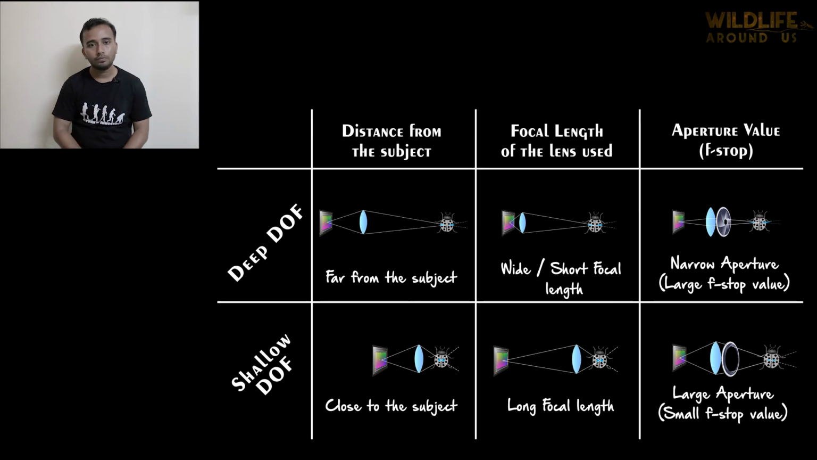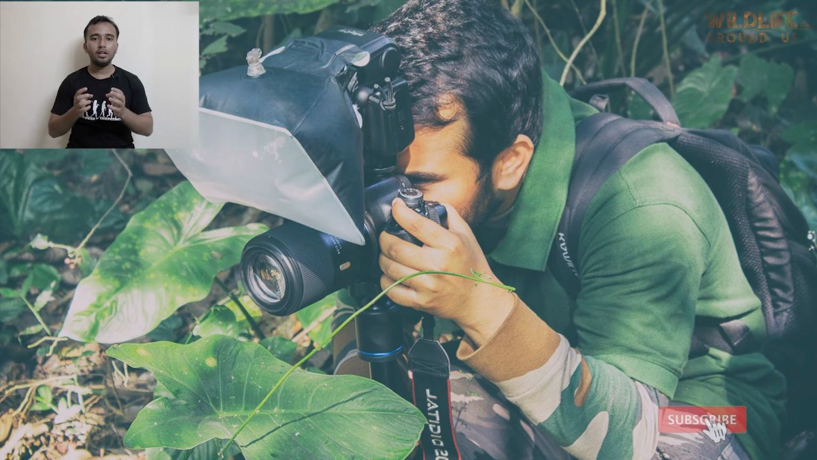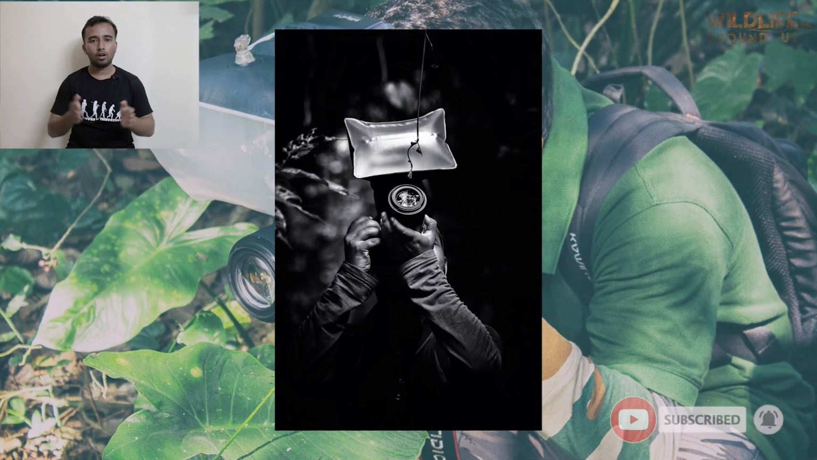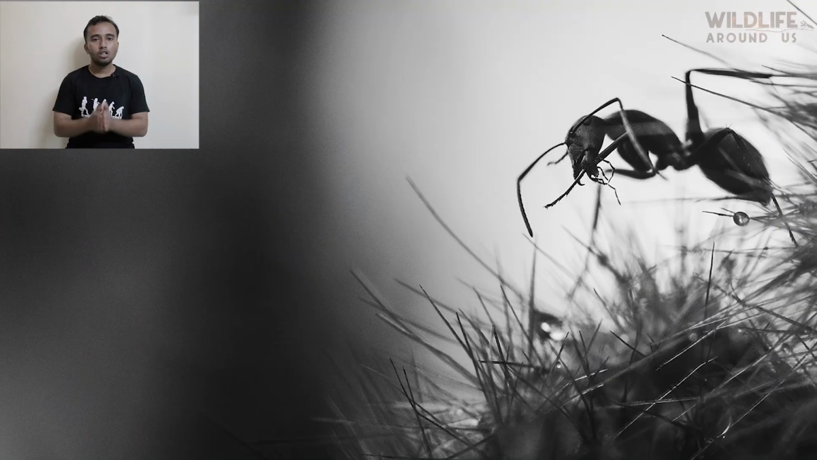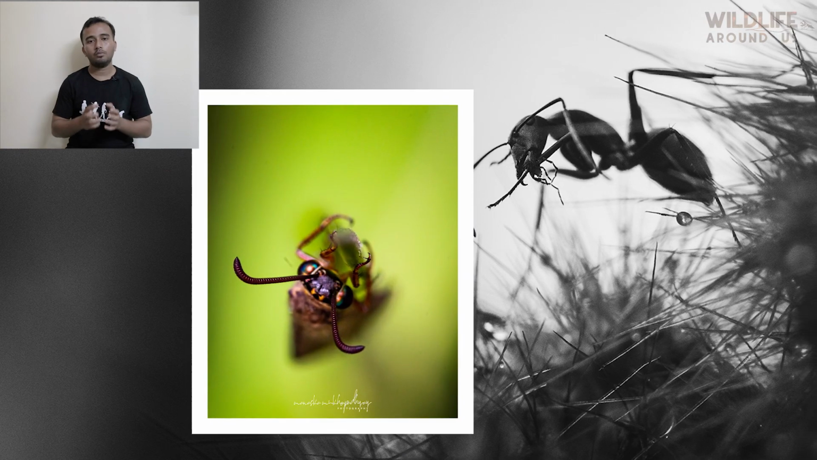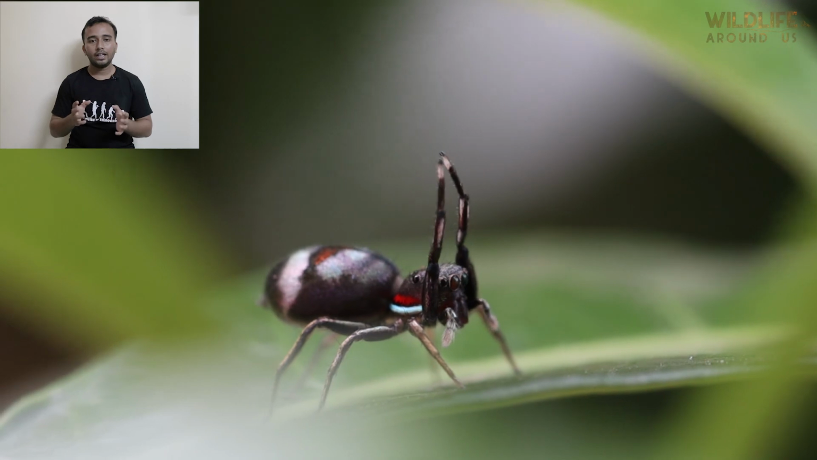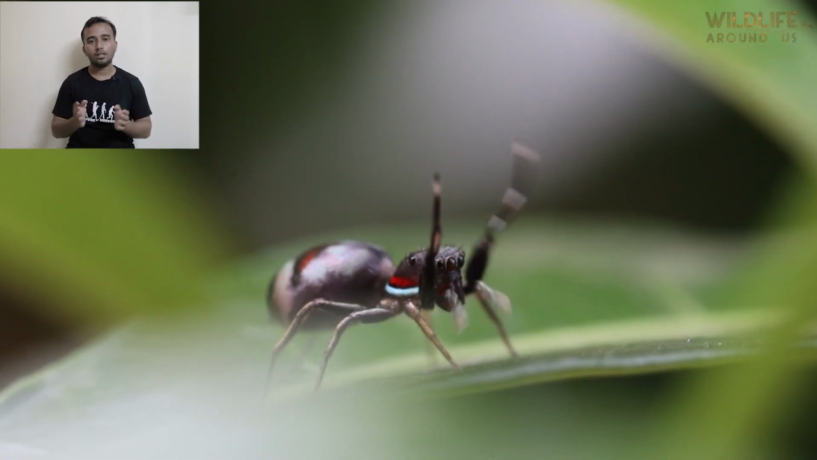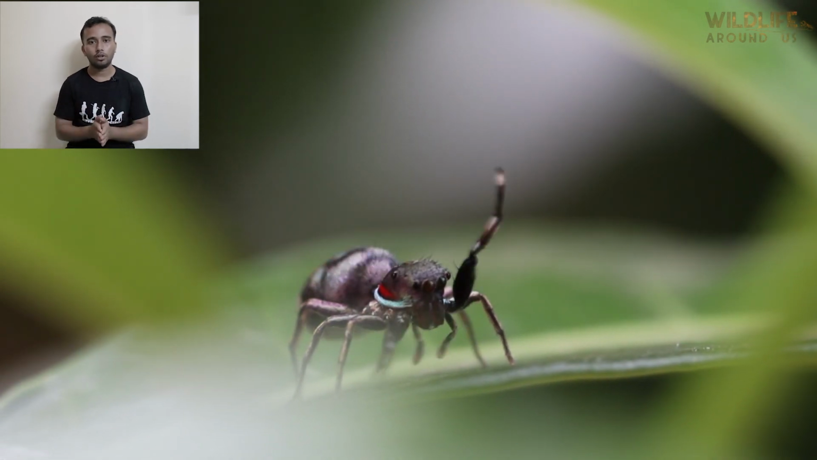In macro photography in particular, we deal with subjects being very close to the camera. We also use a longer focal length like 90mm or 100mm and so on. So naturally the depth of field becomes very thin and focusing becomes very difficult. There are some ways to tackle this problem and get good sharp images in macro photography, which I will be discussing in my next video, which is about focusing in macro photography.